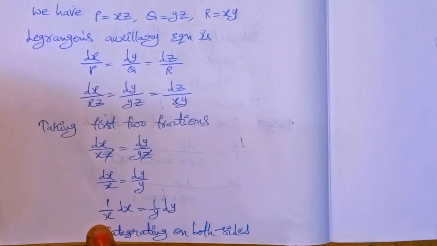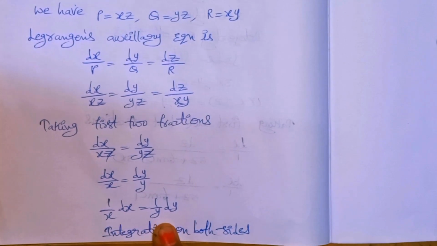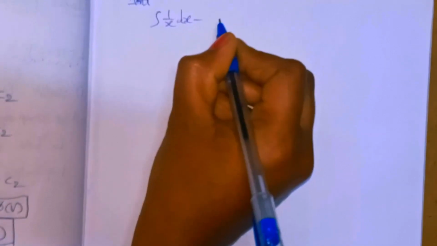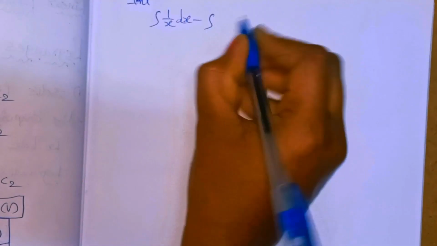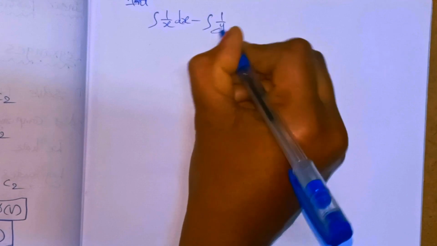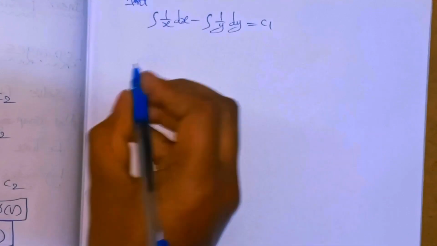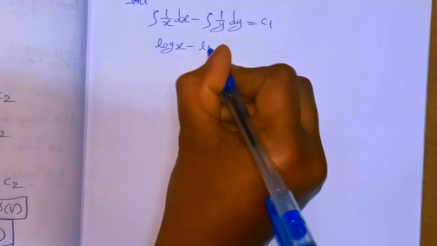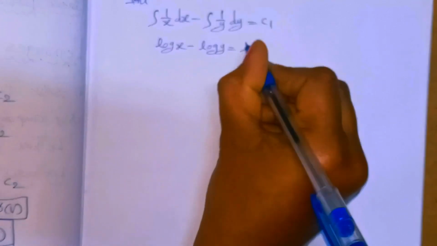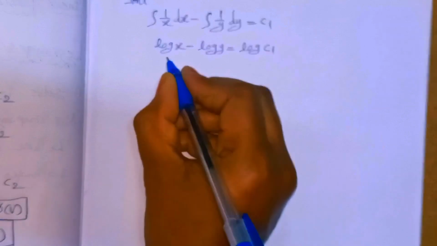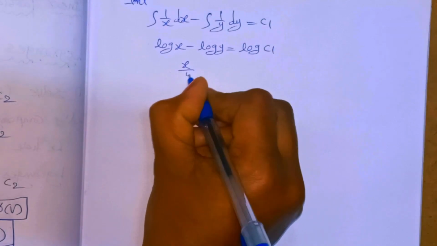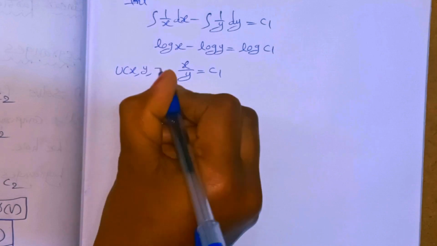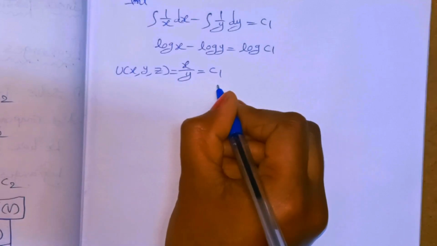integration of 1 by x dx minus integration of 1 by y dy equals c1. So log x minus log y equals log c1, that is log of x by y equals log c1, so x by y equals c1. U of x, y, z equals x by y equals c1.